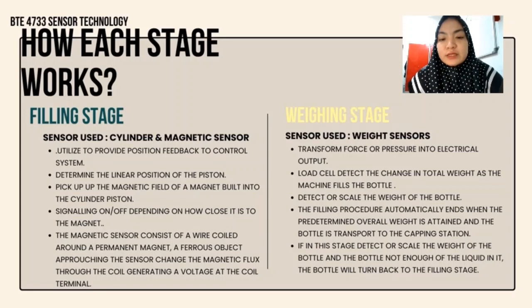The work of this sensor is that the filling procedure automatically ends when the predetermined overall weight in the tank is reached, and the bottle is transported to the capping station. As for the system, in this stage, it detects or scales the volume of the bottle. If it is not enough, it will turn back to the filling stage.